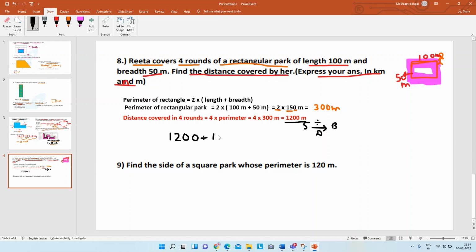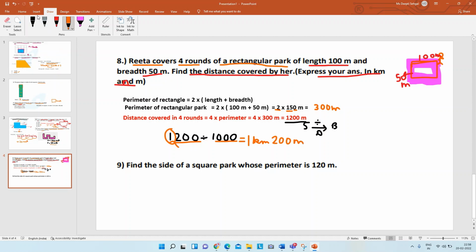और जब हम 1000 से डिवाइड करेंगे तो how many zeros will come? Now see 3 zeros, so that means 3 digit remainder. जितने zeros होते हैं उतने digit का remainder होता है. So this will be your remainder and this will be your quotient. So quotient is the main answer. 1 kilometer. And 200 will be the remainder, so 200 meters. So Rita covered a distance of 1 kilometer and 200 meters.